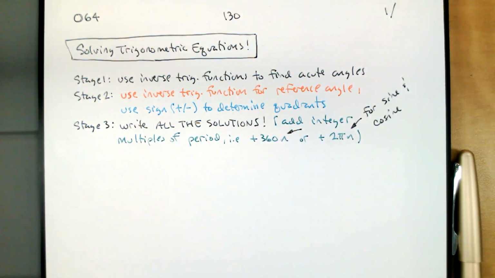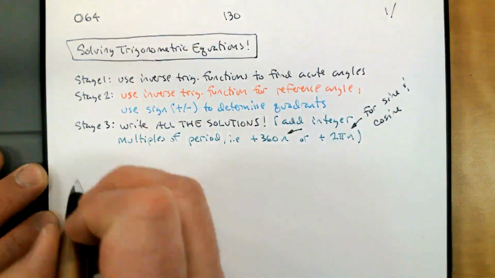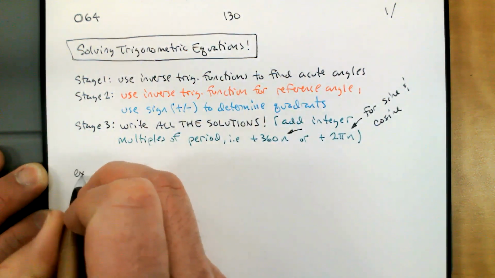And then we just have to start including other operations in our equations. These are the 3 stages of just doing inverse trig functions. So if we have, let's say, an equation that involves lots of stuff.